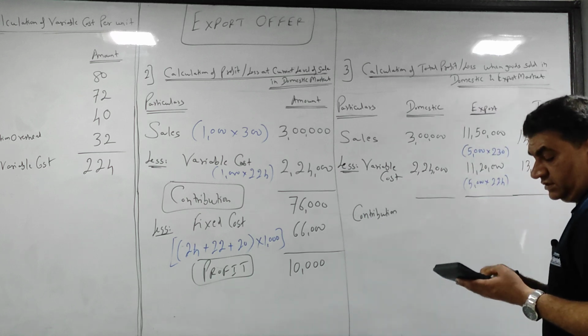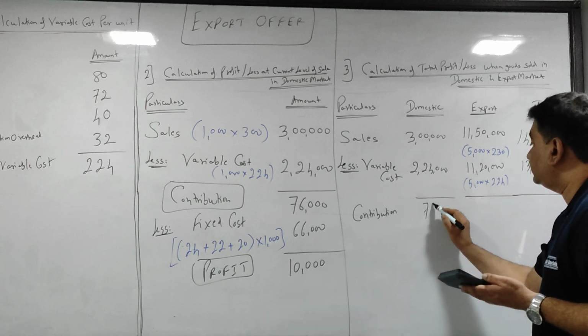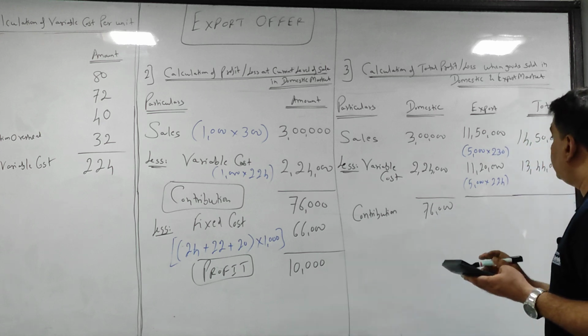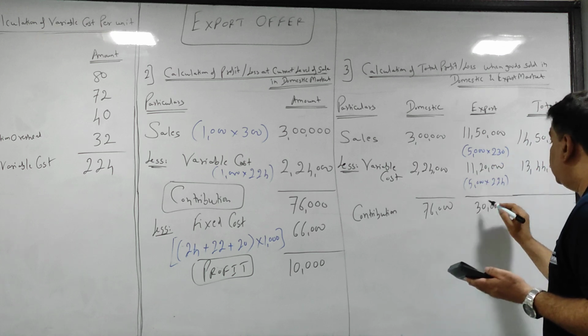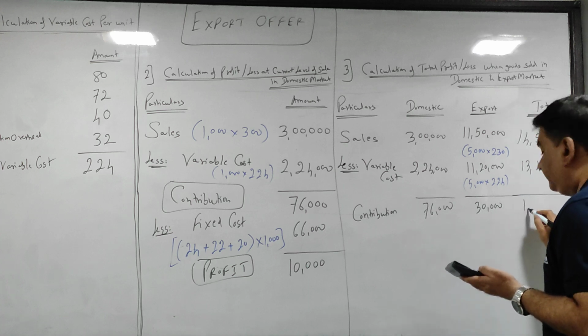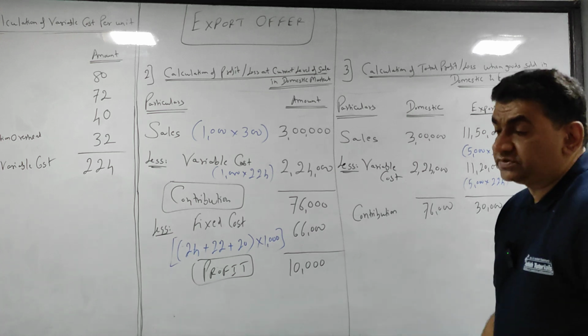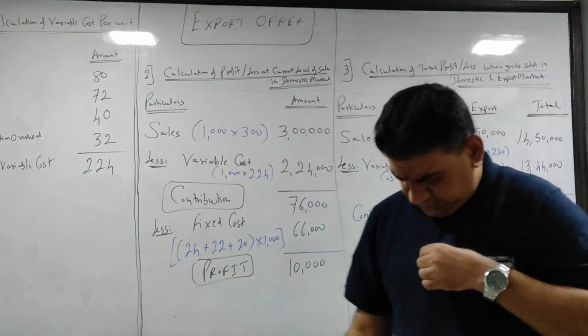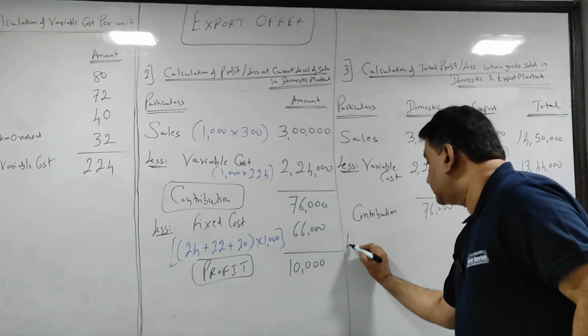Contribution 3 lakh minus 224, already there है 76,000. यहाँ का contribution देखते 1150 minus this 30,000. So 76 plus 30, alternatively 1,06,000. Got it, guys? So my contribution is 1,06,000.